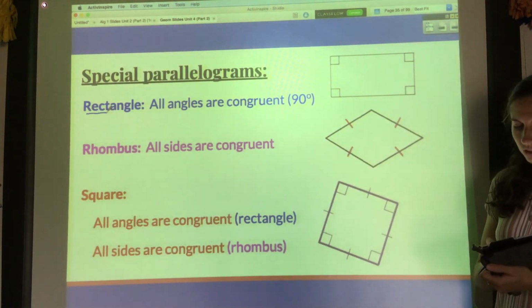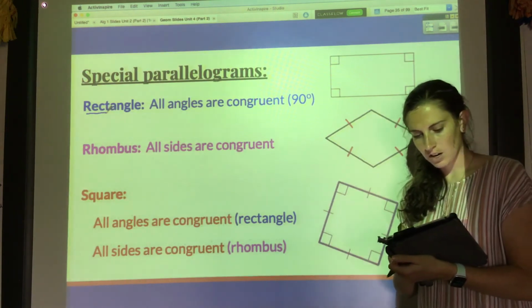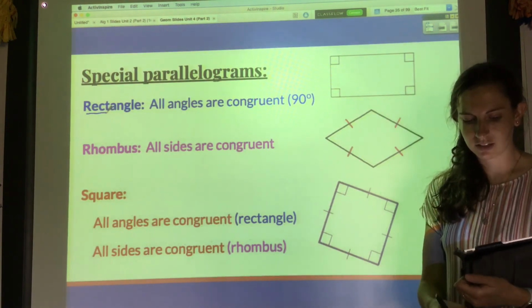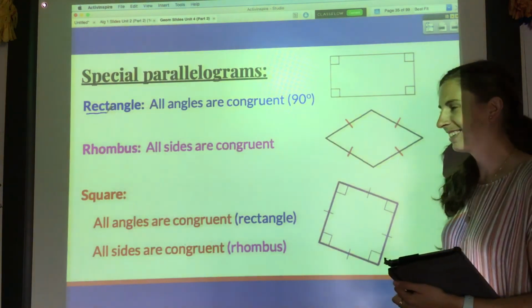I got a bad joke for you. Hold on. Why was the mathematician late for work? Because he took the rhombus.